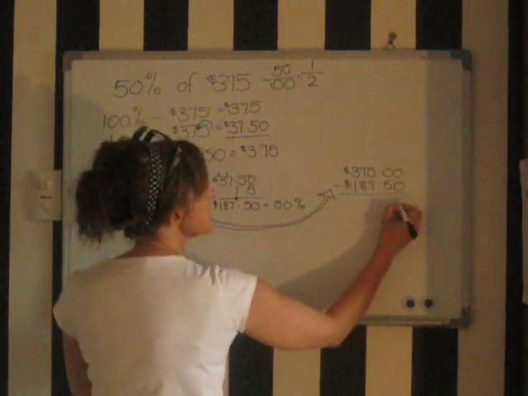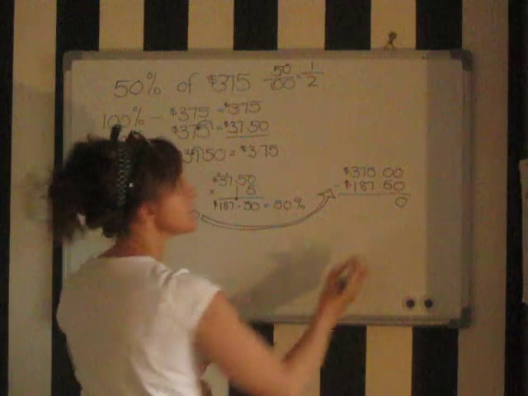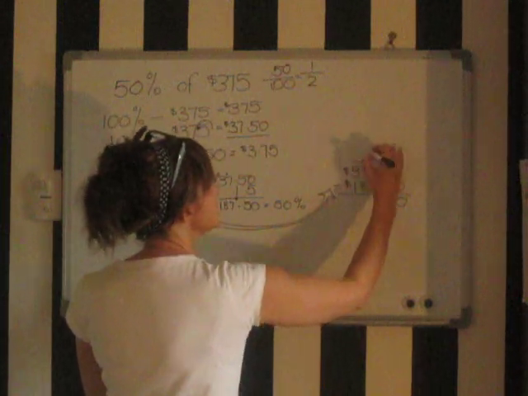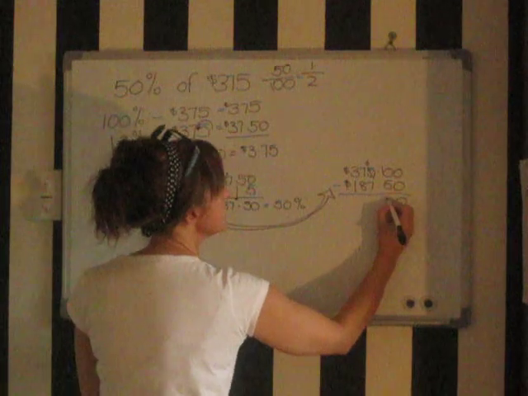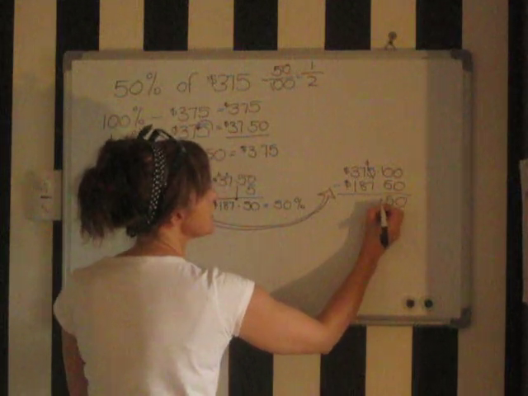0 minus 0 is 0. 0 take away 5, you can't do. So we're going to borrow from the 5, so that makes that 10. 10 take away 5 equals 5. Bring your decimal point down.